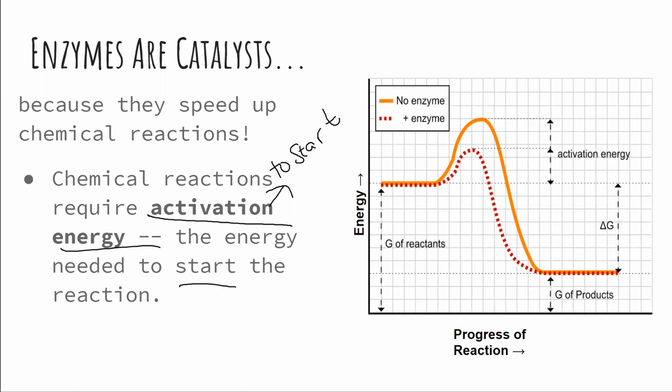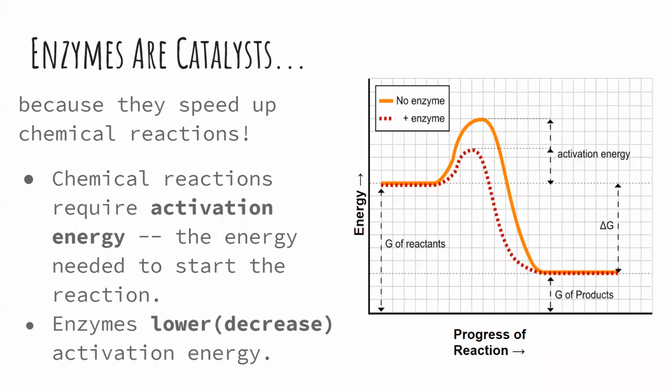So enzymes actually lower this activation energy. So they lower the amount of energy you need to get started. They lower the amount of energy you need to break down this food and start breaking down this food. So let's look at this graph over here. With an enzyme, the amount of energy we need to start this reaction is a lot lower than the amount of energy we need when there is no enzyme. That is what this graph is telling us.